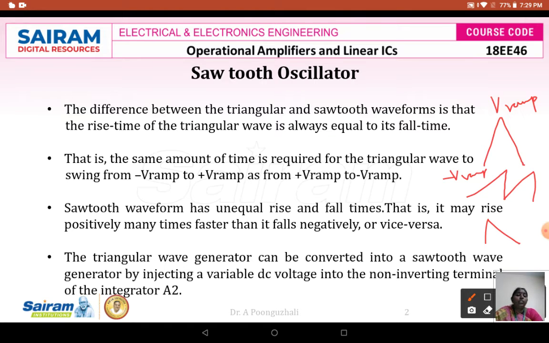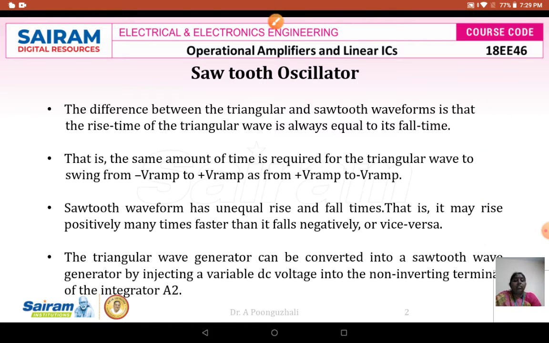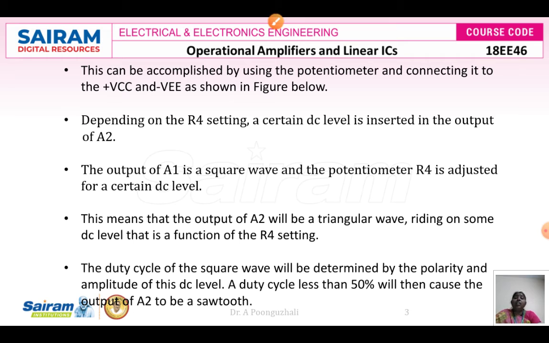By varying this potentiometer, a voltage will be generated at the non-inverting terminal, and this will affect the output of the sawtooth generator, that is, the output of the integrator. We will see how it affects it. Based on this R4 setting, a certain DC level is inserted in the output. When this DC level is inserted, the output that varies from plus Vramp to minus Vramp, or minus Vramp to plus Vramp, will be modified.